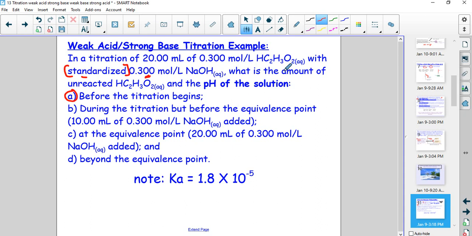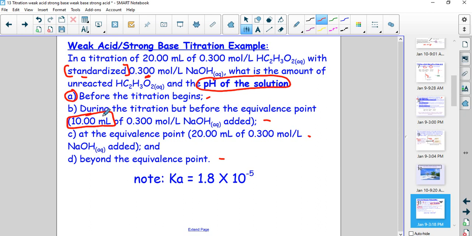Okay, so what is the amount of unreacted acetic acid, and more importantly, the pH of the solution? So what is the pH at each of these 4 points? First point, before titration. Next point, during the titration, but before your equivalence point. Now here it tells you when 10 mL of base has reacted.